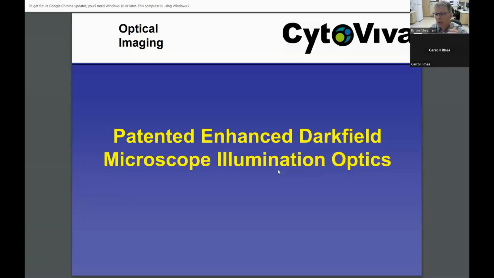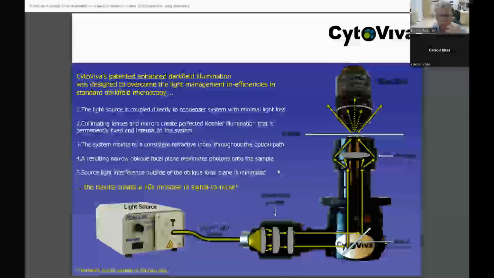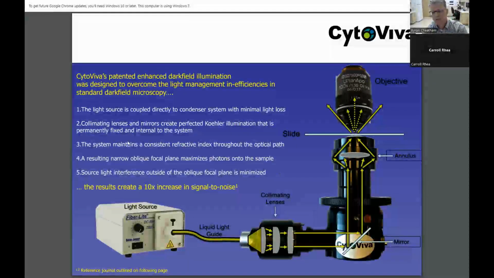Now I want to transition and talk about how we get these images and how we get this hyperspectral data and the underlying technology that allows us to do that. And we want to start with what I consider to be the most important underlying technology, and that's our patented enhanced dark-field microscope optics. This is a picture that demonstrates this. This enhanced dark-field illuminator replaces the standard condenser in the condenser mount of the microscope underneath the stage of the microscope. And this system is designed to maximize signal to noise ratio.